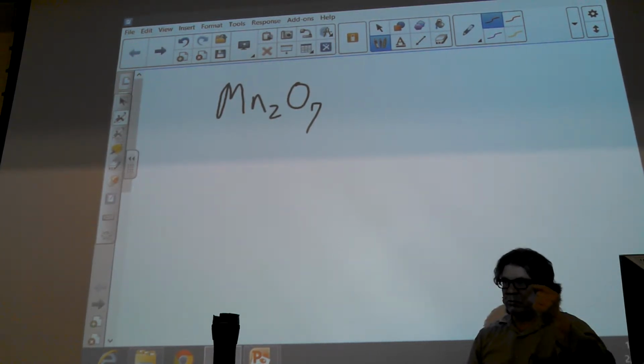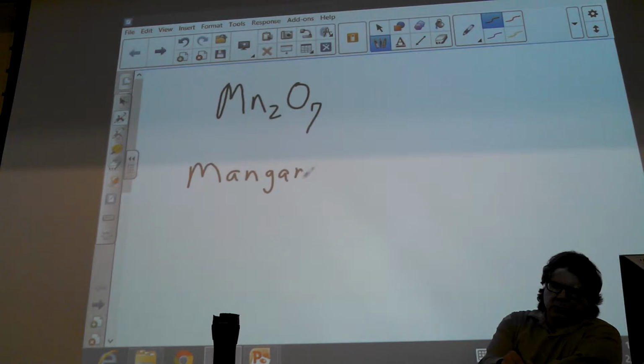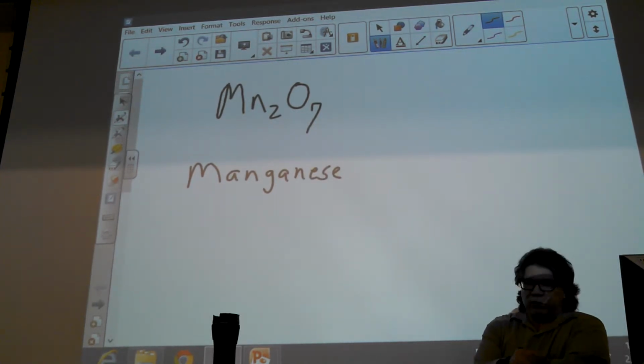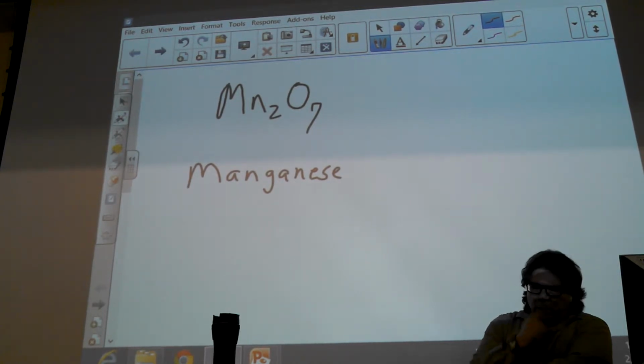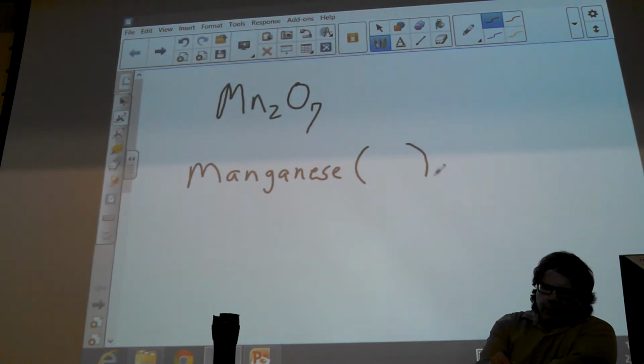Which means all we have to do is say the name of the cation and say the name of the anion, right? So the name of the cation is manganese. Now, do we need a Roman numeral for manganese? Yes, we do. And how do you know that? Because it's a transition element, and it's not scandium, zinc, cadmium, or something. So let's leave that blank for the moment.